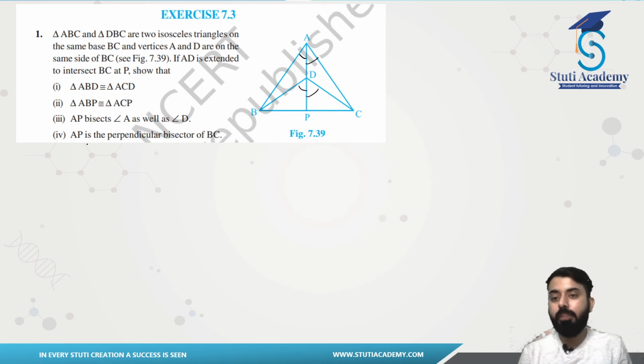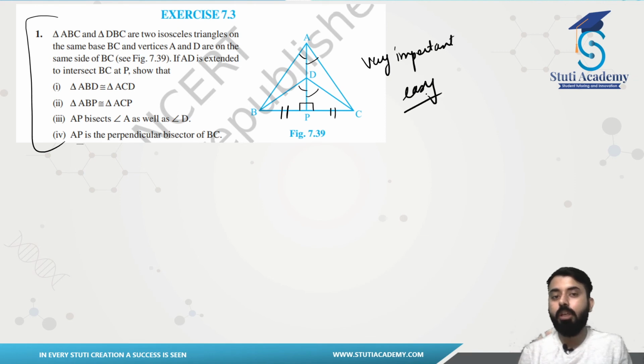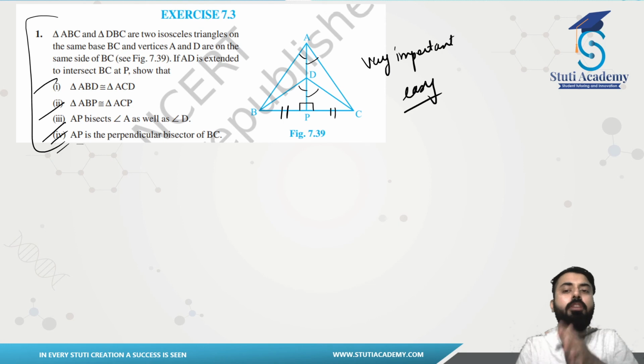And we have to prove that AP is the perpendicular bisector of BC. And lastly, we have to prove that BP is the same as CP and angles DPB and DPC are both 90 degrees each. So these are the things that we have to do in this question. Although this question is quite lengthy, it is very important and very easy too. You just have to follow the steps. You have to prove everything in order, then you will have the next thing proven.